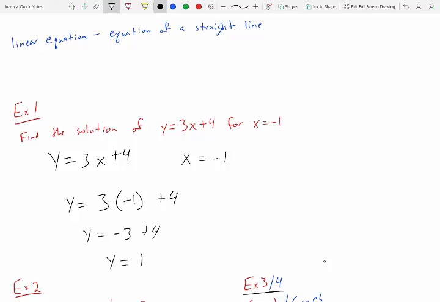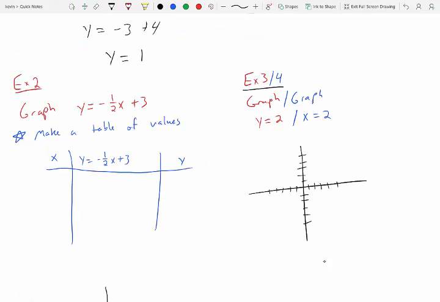So the solution to this equation is an ordered pair. It's negative 1 for my x and 1 for my y. And there's my answer. My next example says graph y equals negative 1/2 x plus 3.